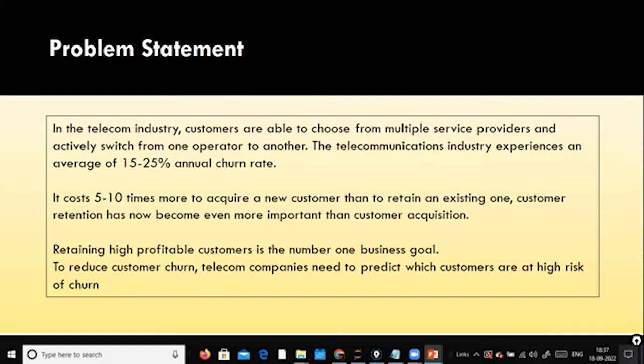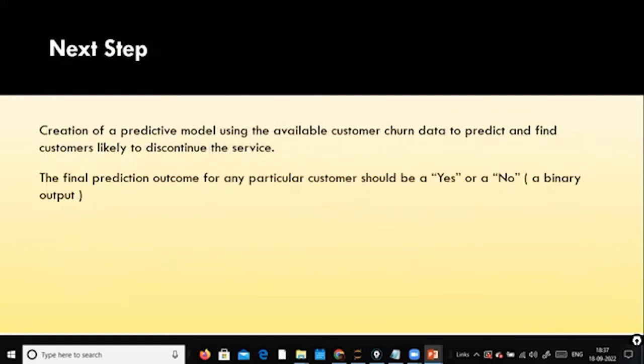So what is the next step? As part of this project, we will build a predictive model using the available data set to find customers who are likely to discontinue the service. The final prediction outcome for any particular customer should be yes or no. The model has to assign the class label, and we can also assign a probability using the predictive model. If the label is yes, that set of customers is more likely to leave your business. Along with that, I quantify it with the probability.